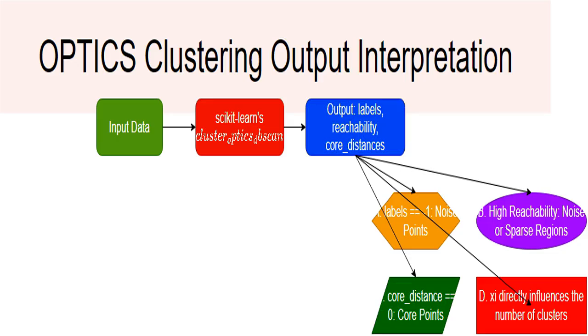This question is about understanding how the OPTICS clustering algorithm interprets data. Specifically, it focuses on interpreting the output of scikit-learn's _cluster_optics_dbscan function. OPTICS stands for Ordering Points To Identify the Clustering Structure. It's used to find clusters in data, even when the clusters have varying densities. The core concept is to identify core points, densely populated areas, and then connect them to build cluster structures.